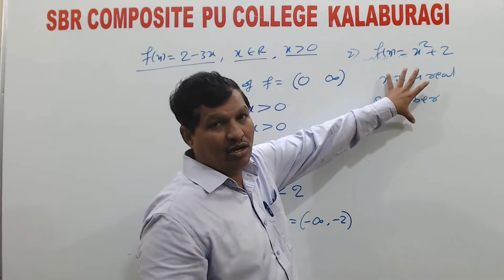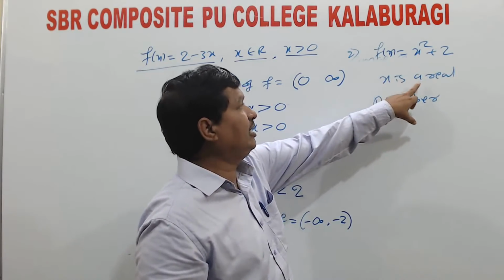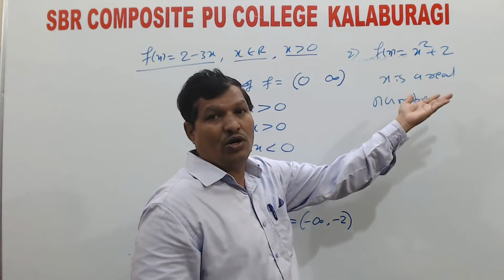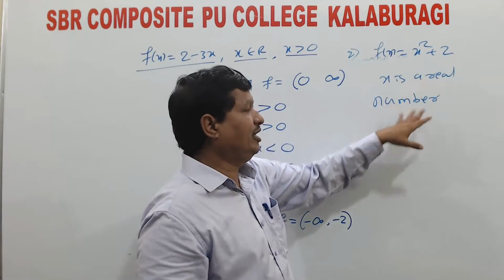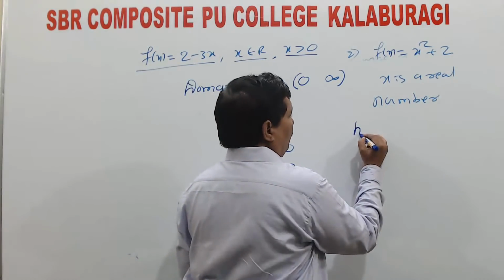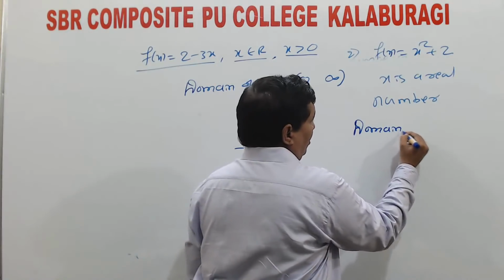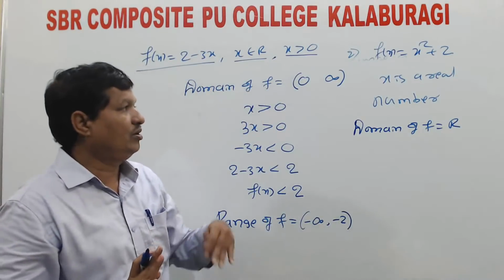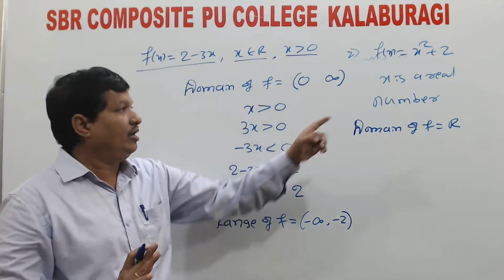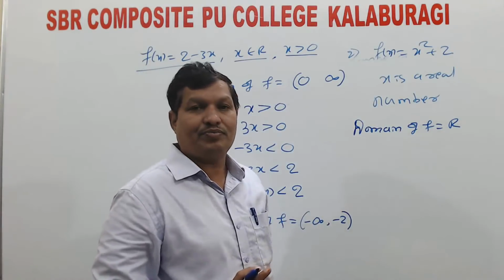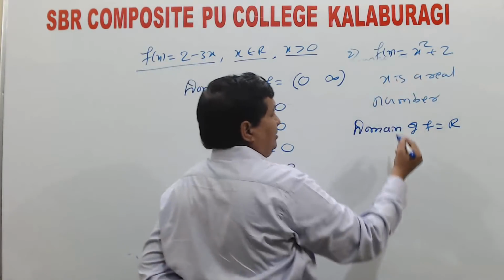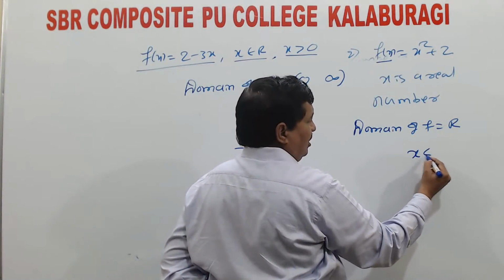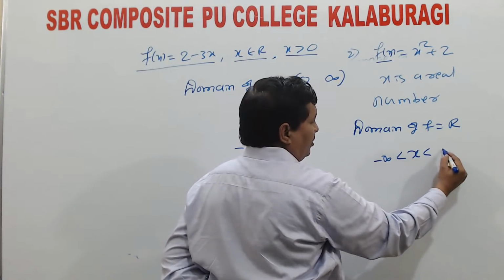Actually, they asked for the range because they have given that x is a real number. x is a real number means x belongs to the domain. Domain is what? The real numbers they are given. Therefore, domain of f equal to R. There is no question of taking anything other than R. Okay. Now, what is the range you want to find? x is a real number means x lies between minus infinity and plus infinity.